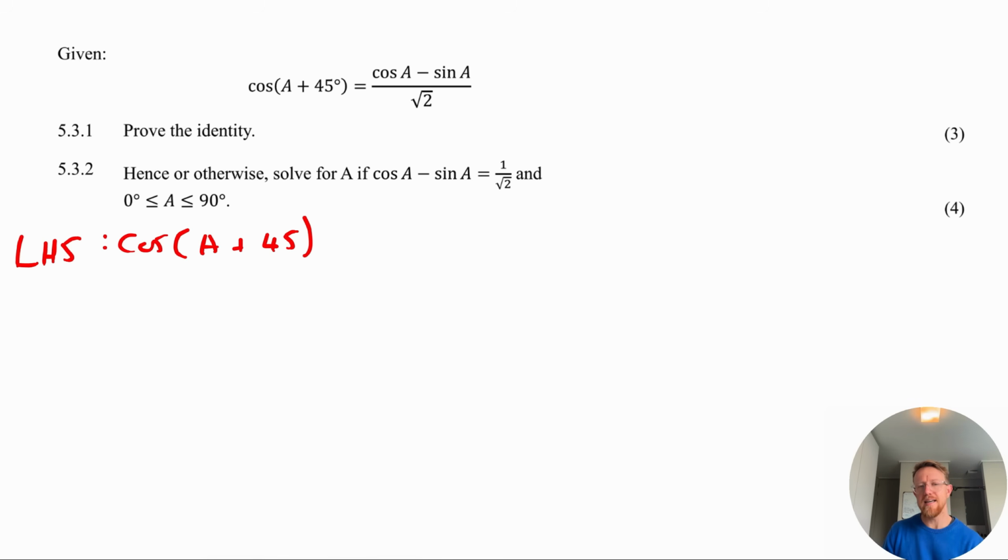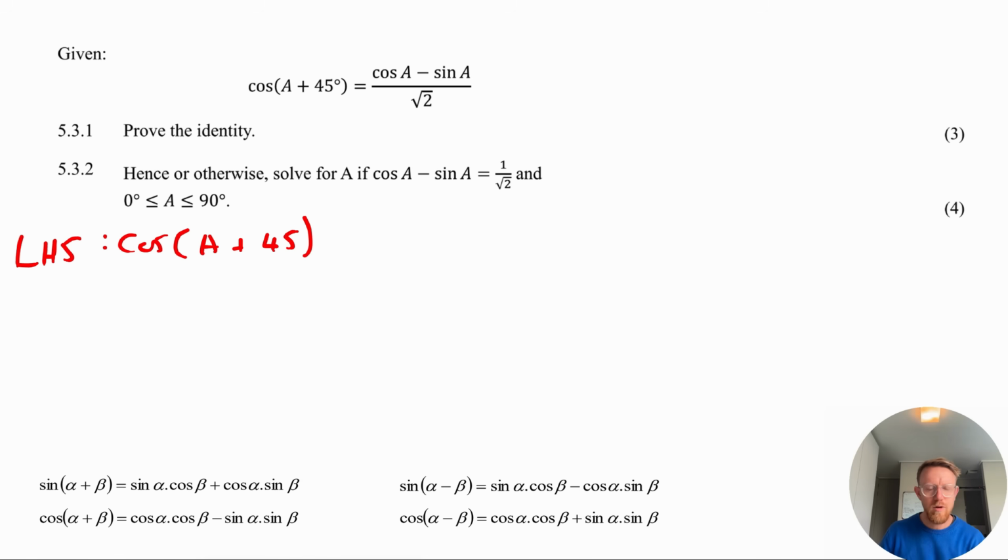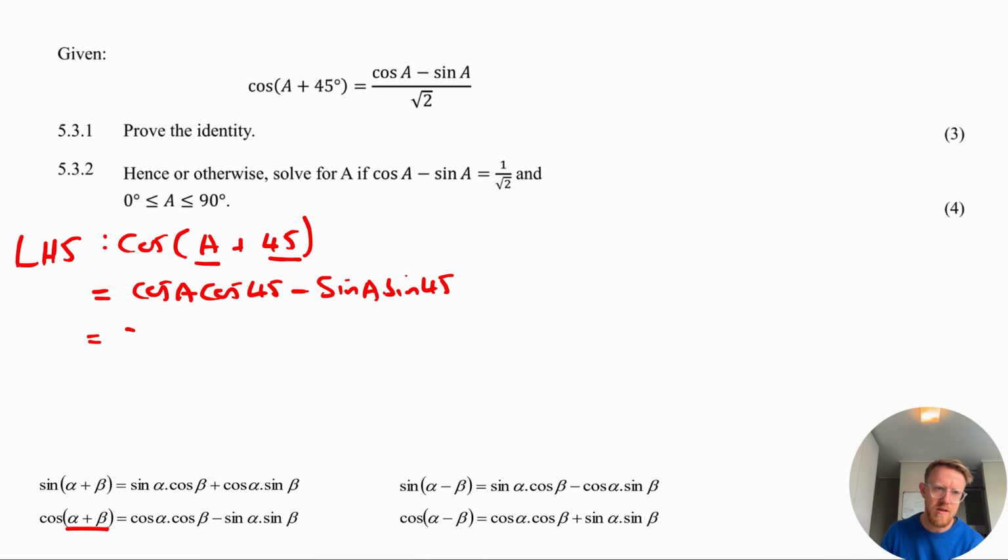Now immediately I see that this is going to be compound angles. And so we will look for the one that has a cos of something plus something, which is over here, and we will just go and expand it. So it'll become cos A cos 45 minus sin A sin 45. Now, cos A stays like that. Cos 45, put that on your calculator, it's square root 2 over 2.